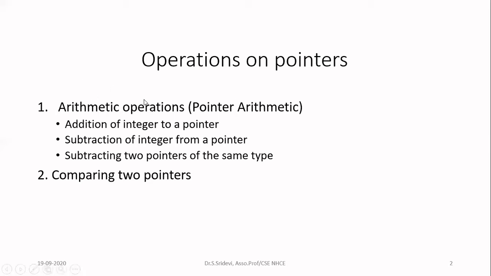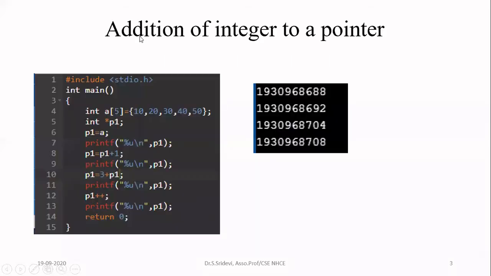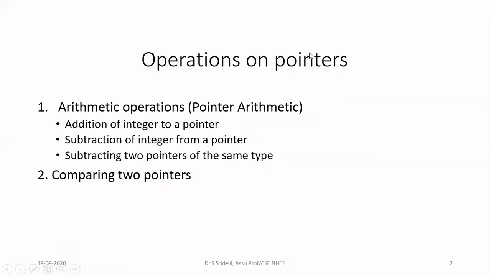So in pointer variable, you can perform arithmetic operations. In that also, not all the arithmetic. In arithmetic, you have 5 operations: addition, subtraction, multiplication, division, and modulo. But in case of pointers, you can perform addition and subtraction only. You can't perform multiplication and division. And similarly, the next operation you can perform on pointer is comparison. Now, how can we perform addition to a pointer variable?